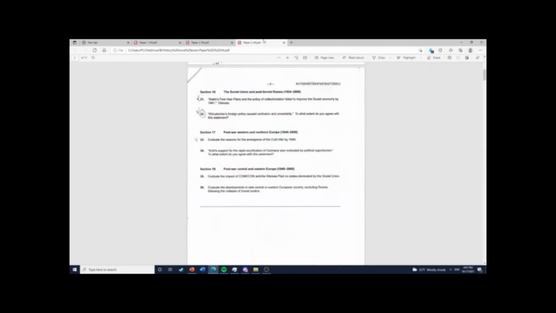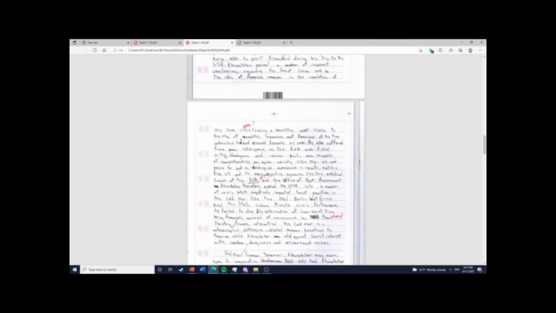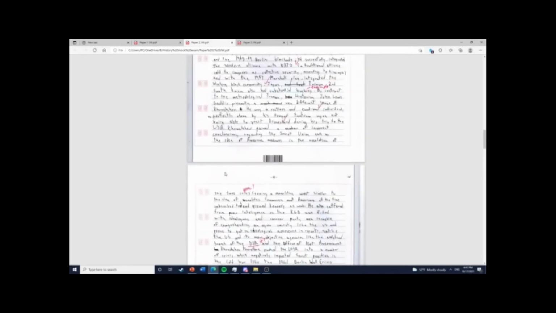Paper 3 is literally just paper 2, but they tell you which people specifically to talk about. Oh, okay. Thank you. Yeah. So it's like discuss the impact on Germany and Japan, and not discuss the impact on two countries, like paper 2 would say. Alright then, any other questions?